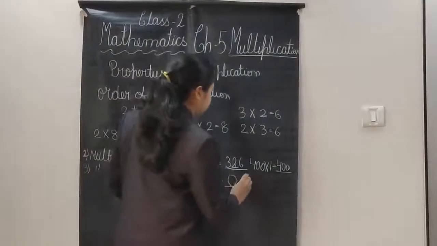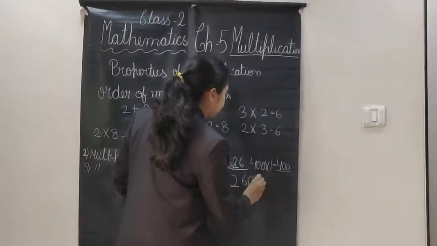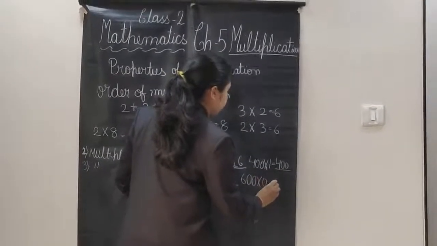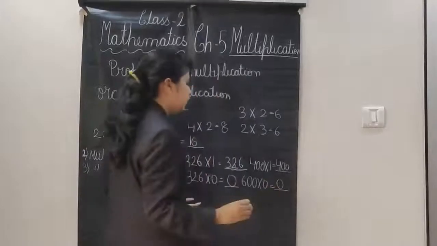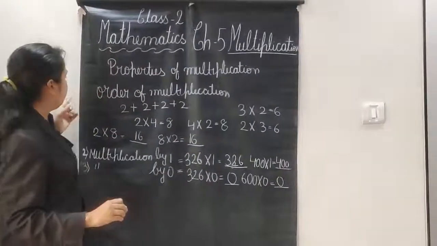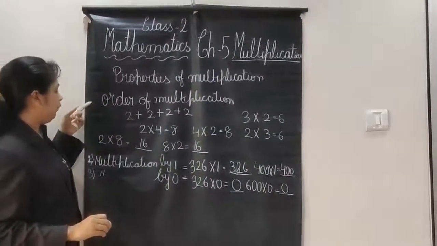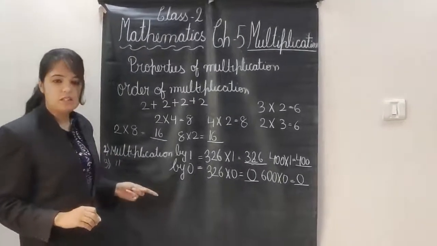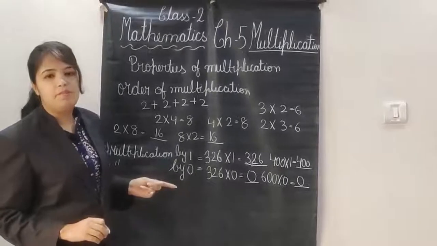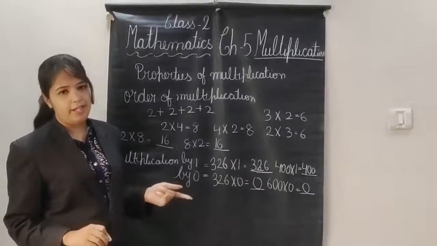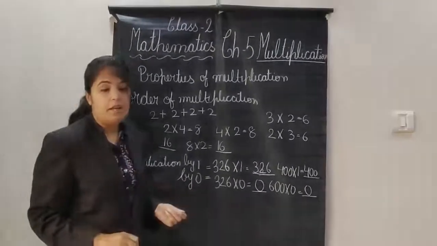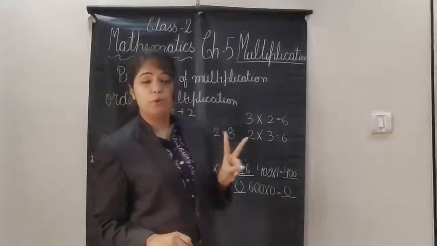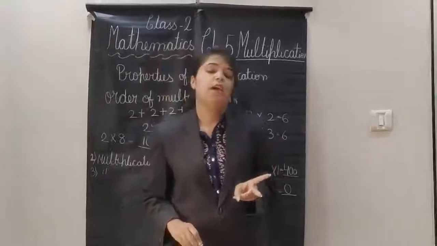Now, 600 into 0, the answer will be 0, right? So, these three properties we have learned: order of multiplication, multiplication by 1 and multiplication by 0. The same properties we have learned in subtraction and addition also. But in multiplication, there are two more properties which are very easy and faster.